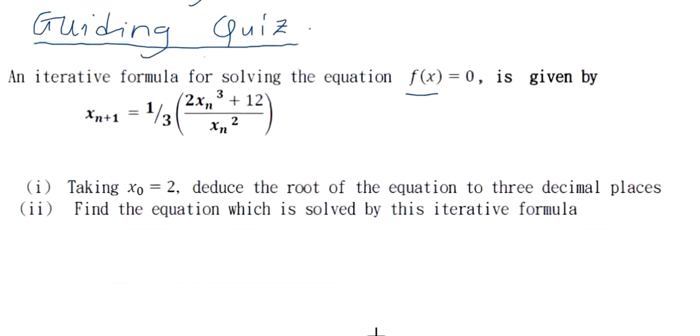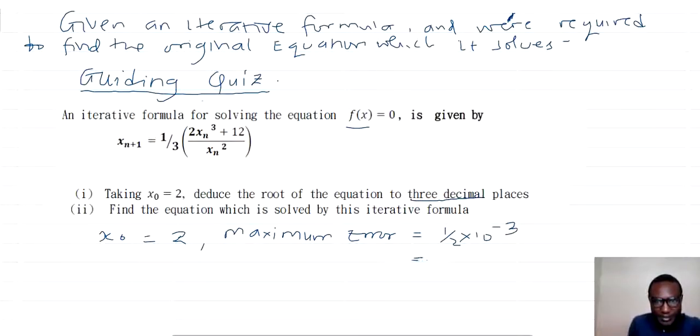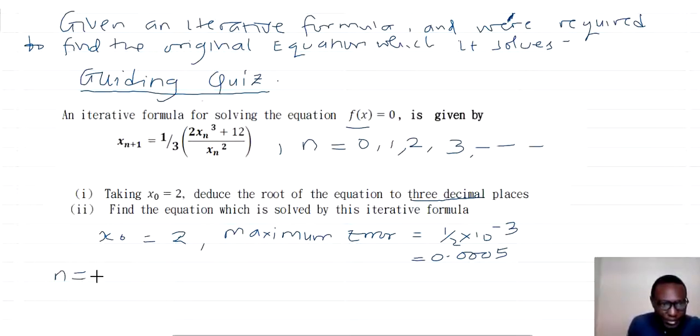Now here it is very simple. We are given x0 is 2 and they need this to 3 decimal places, meaning that our maximum error is equal to half times 10 power negative 3, which is 0.0005. Then what is remaining? We know that small n here is 0, 1, 2, 3, and this continues. Then let's substitute there. When small n is equal to 0, we have started iterating. So when small n is equal to 0, put it here.